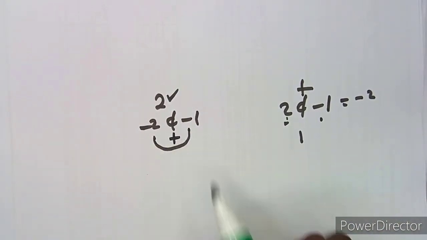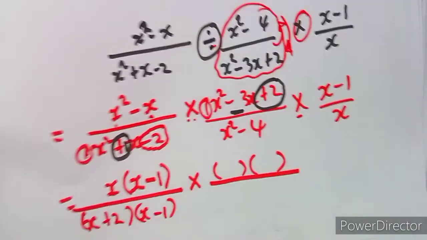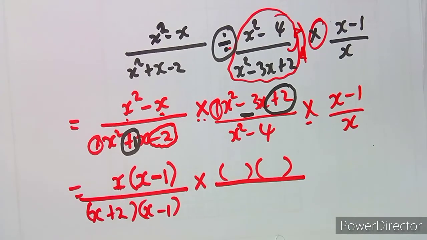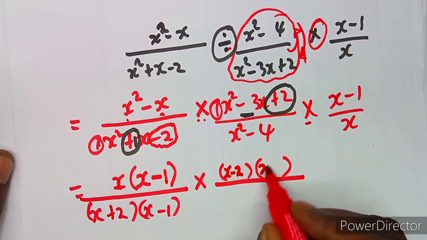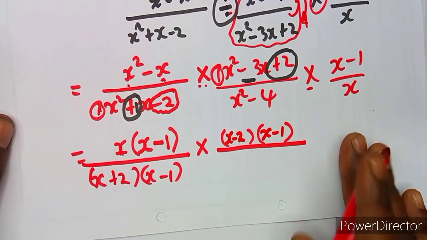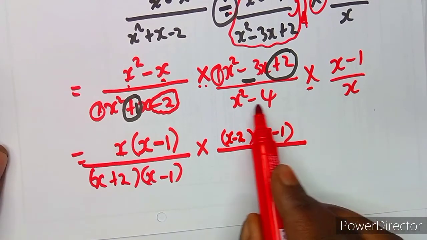Minus 2 plus minus 1, that's minus 3. I'm rushing this because I've actually talked about these guys, and you can tell what I'm saying here. So it's x minus 2, x minus 1. All right, what about in the denominator here?